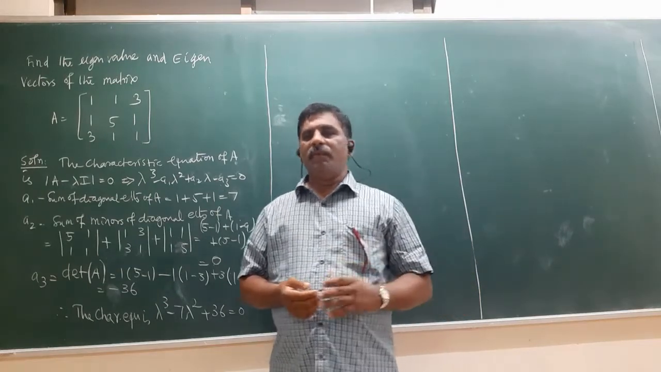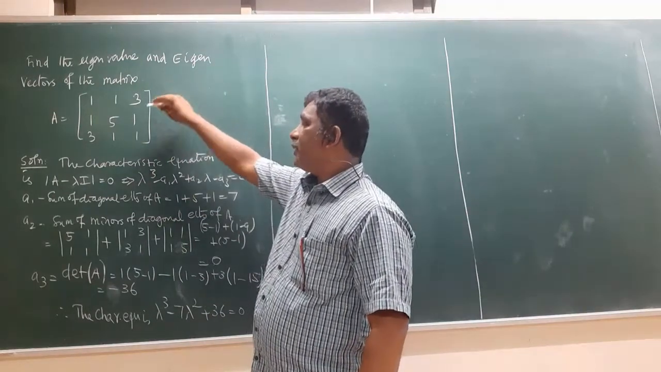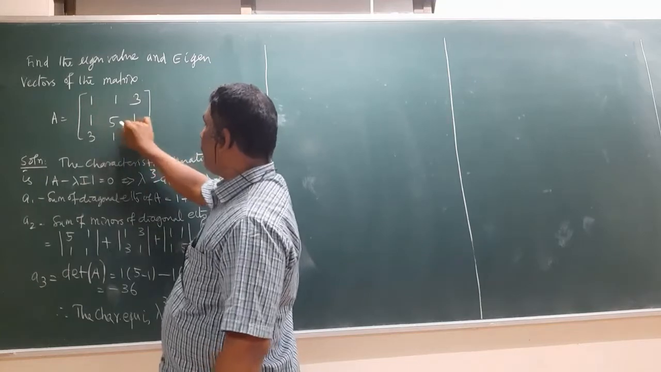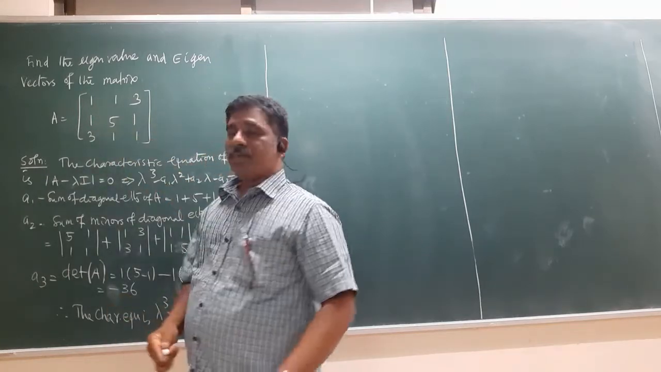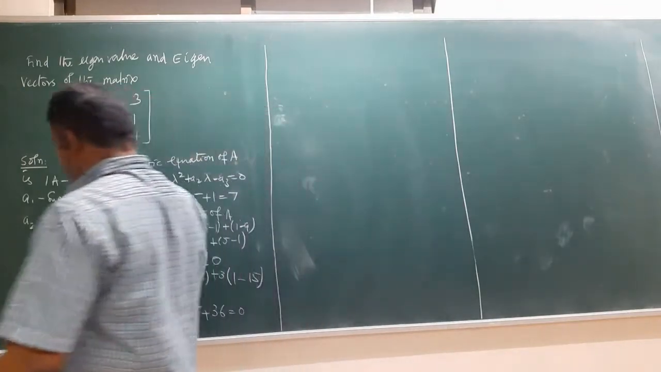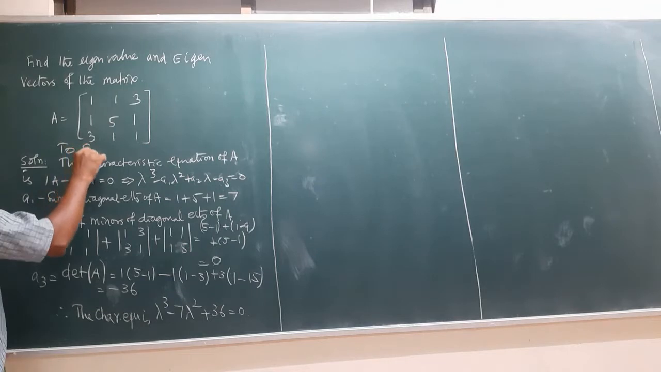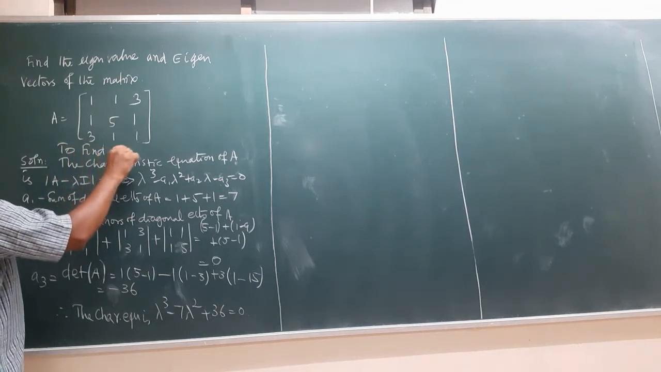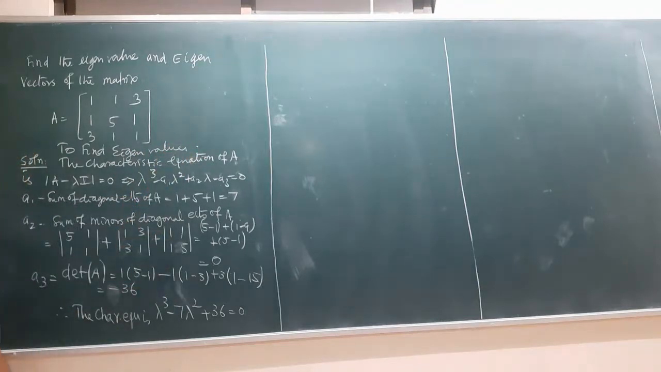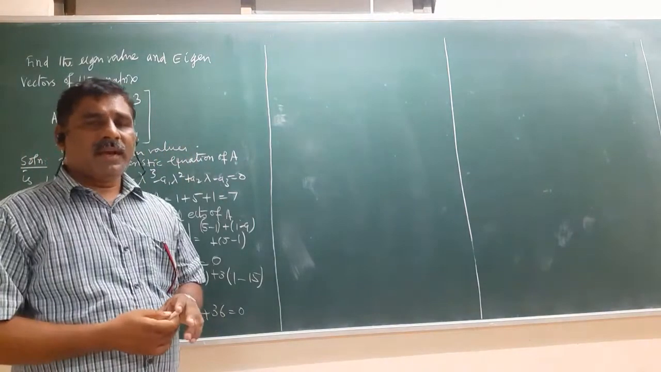See the problem. Find the eigenvalue and eigenvector of the matrix A equal to 1, 1, 3, 1, 5, 1, 3, 1, 1. How to write the solution? To find eigenvalues, write the heading. So to find the eigenvalue, first we have to write the characteristic equation.